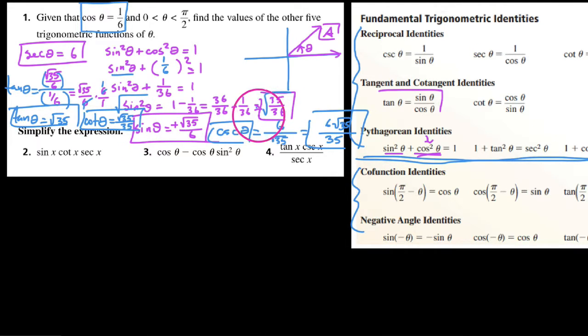So again, using trig identities is kind of nice to be able to determine trig function values if you even know just one trig function value. So for these other three examples here, what I'd like to do is simplify these expressions.